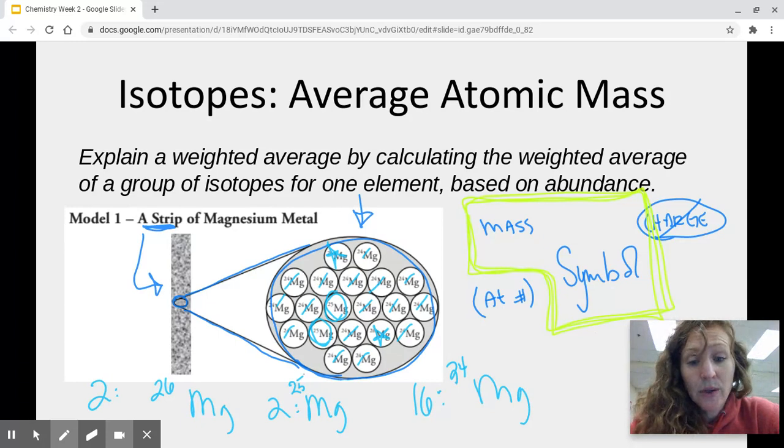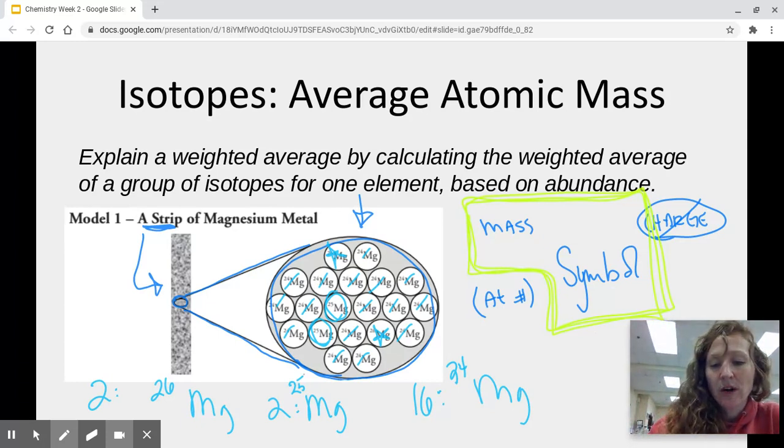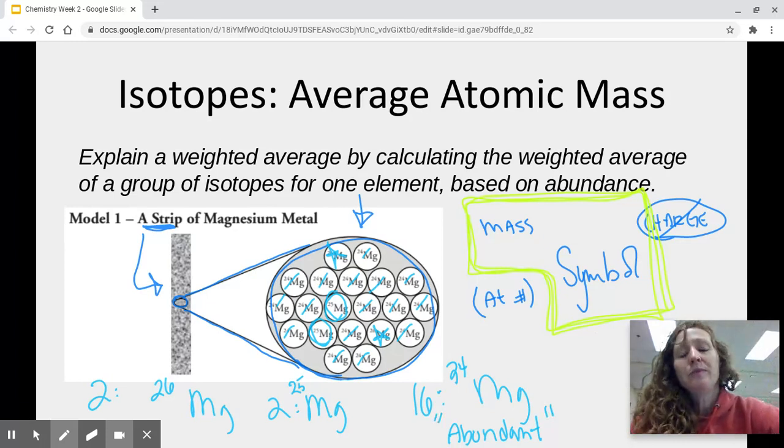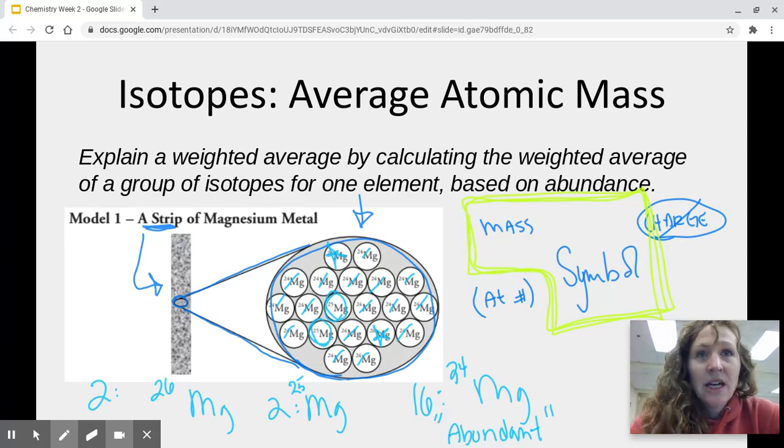Now, the majority of what we have here are magnesium 24s. We say that magnesium 24 is abundant, or the most abundant. If something is abundant, it's there in a very high quantity. You can say toilet paper is not abundant right now, right? It's nowhere to be found. So magnesium 24 is our most abundant isotope.